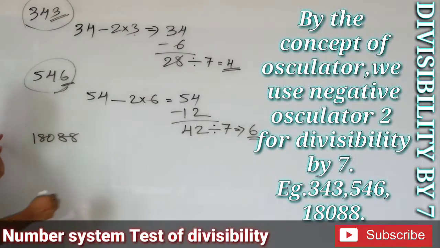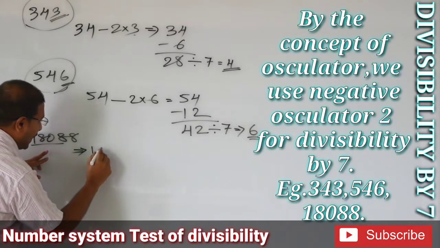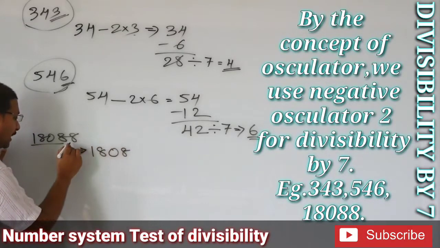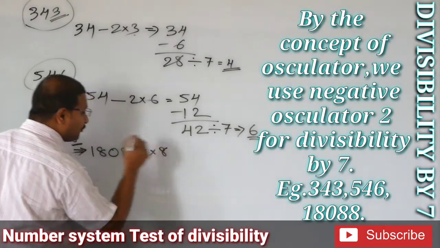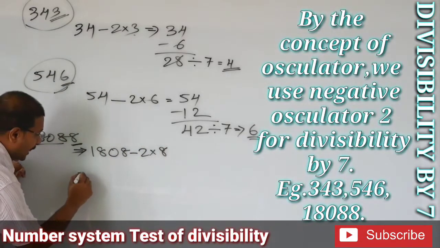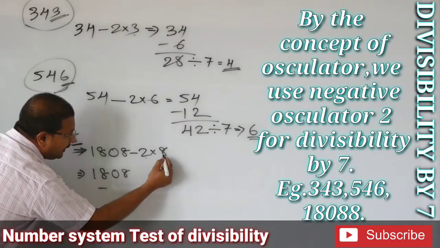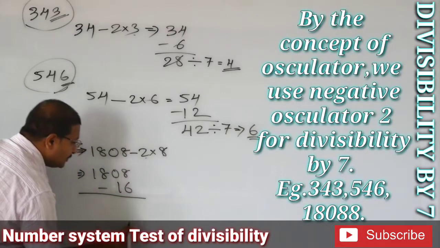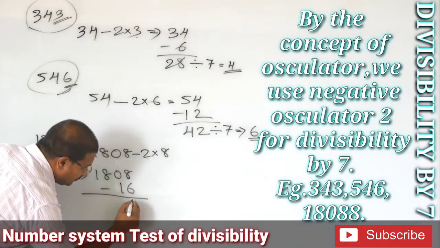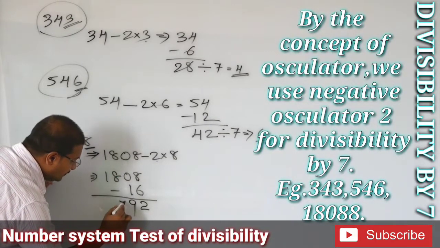18088. See, this implies, what will you do? First we will write 1808. The last digit will not be written. Minus 2 into 8 will be written. That means this implies 1808 minus 2 8s are 16. Ready? We will subtract it. Now, 8 minus 6 is 2. It will be 10 minus 1, that is 9. Here will be 7.